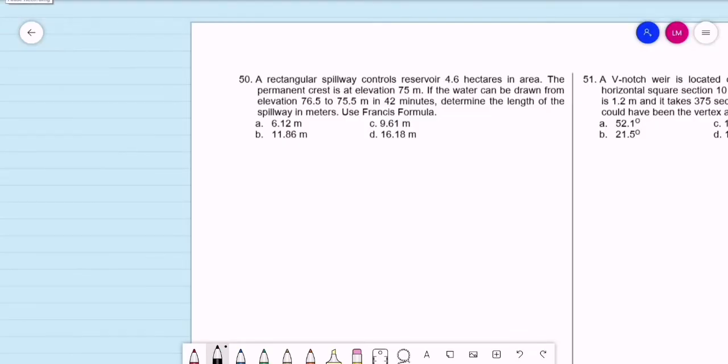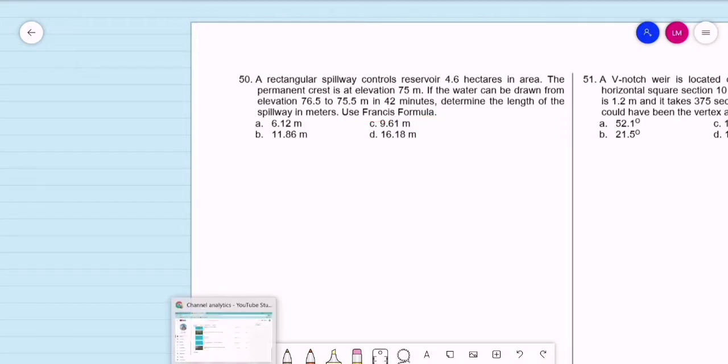Okay, so problem number 50. A rectangular spillway controls a reservoir 4.6 hectares in area. The permanent crest is at elevation 75 meters. If the water can be drawn from elevation 76.5 to 75.5 meters in 42 minutes, determine the length of the spillway in meters. Sinabi niya dito, specific siya, use Francis formula.